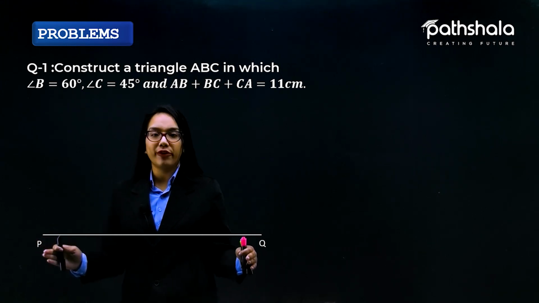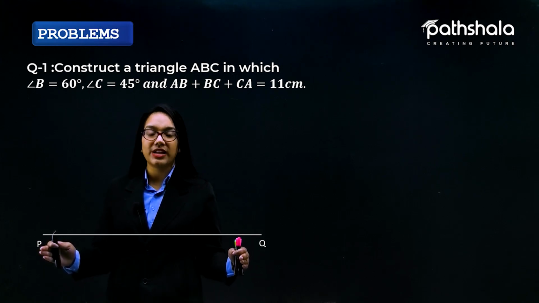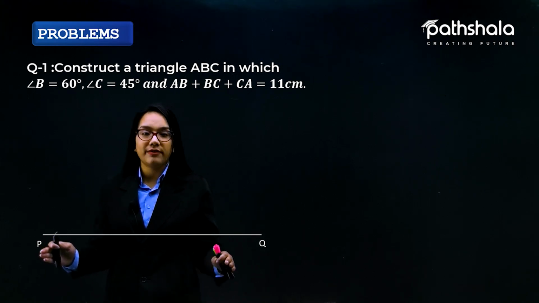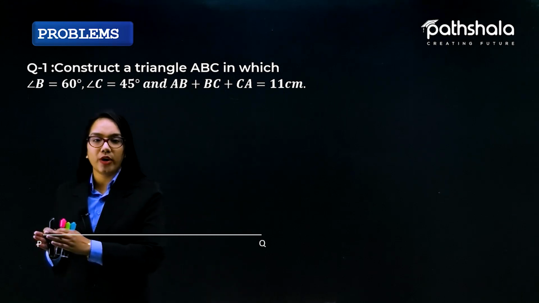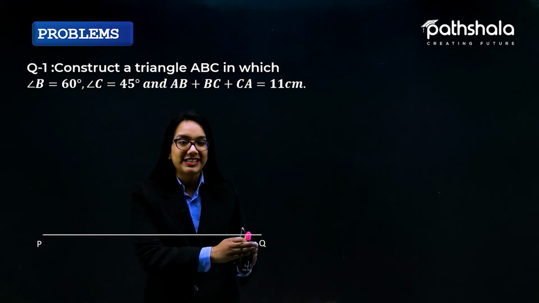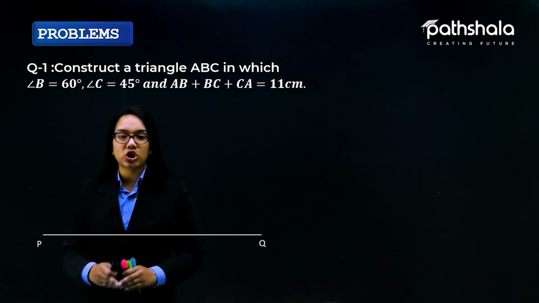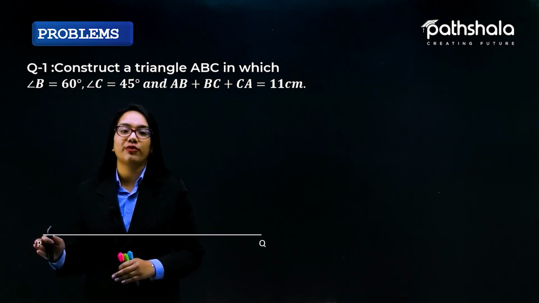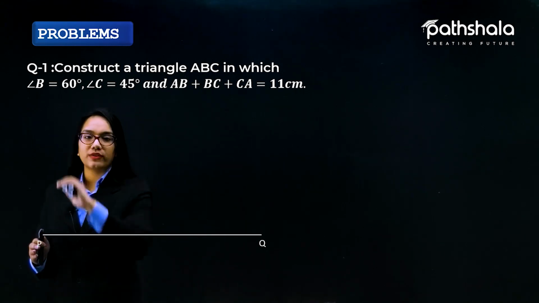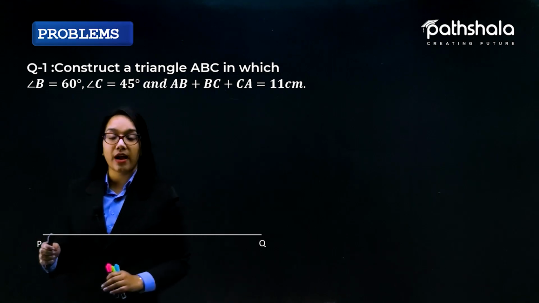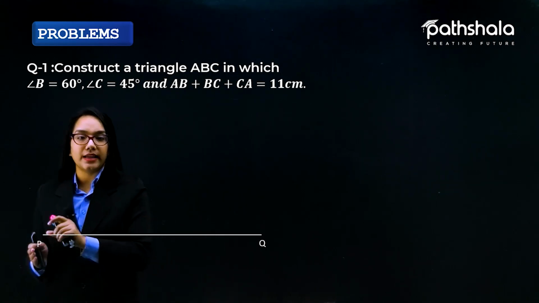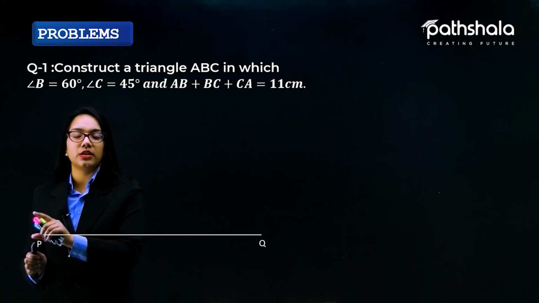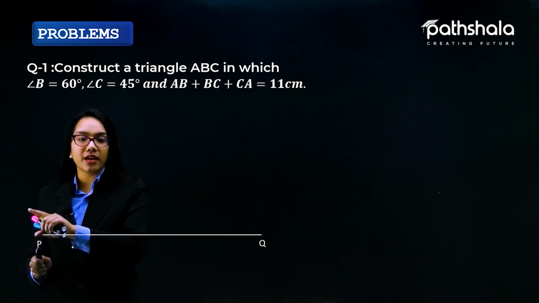Now let's move on further, as we have angle B as 60 and angle C as 45. We have to construct angles at the point P and the point Q, as 60 and 45. So let's construct the angle at the point P first. First, we have to construct an angle of 60 degrees. We know how to do this using the compass, taking P as a center and marking an arc over here.